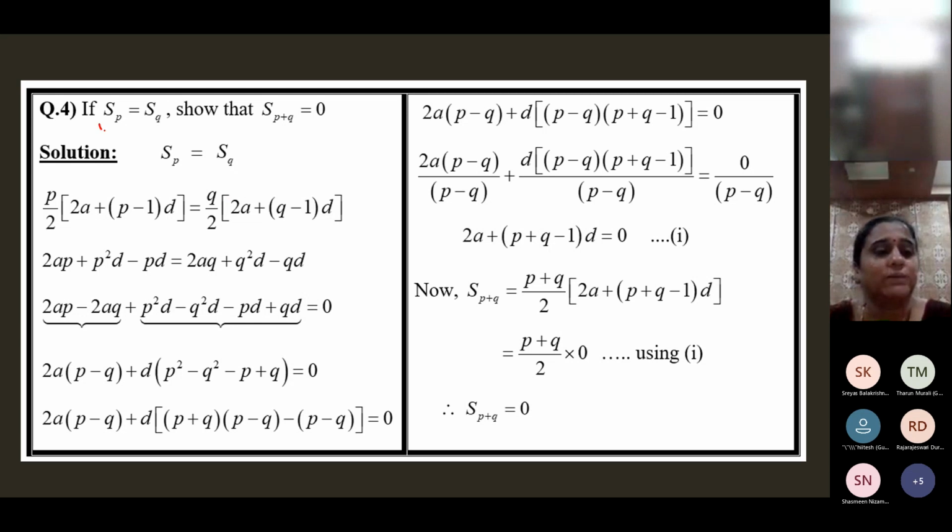If the sum to P terms is equal to the sum to Q terms in a particular AP, in a particular arithmetic progression, then show that the sum to P plus Q terms is equal to 0. In an AP, if the sum of the first P terms is equal to the sum of the first Q terms, then show that the sum of the first P plus Q terms is 0.